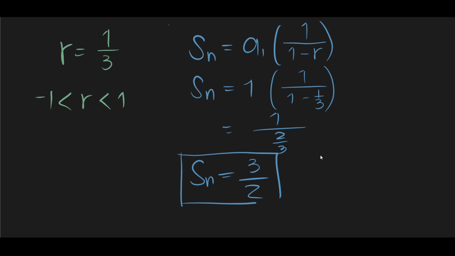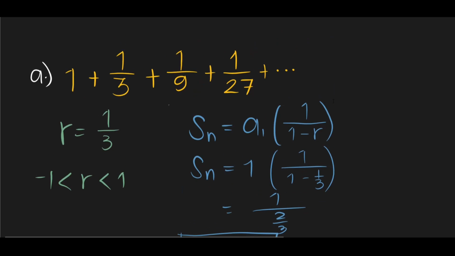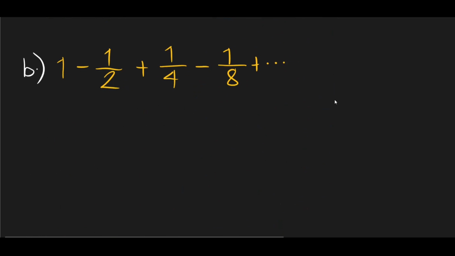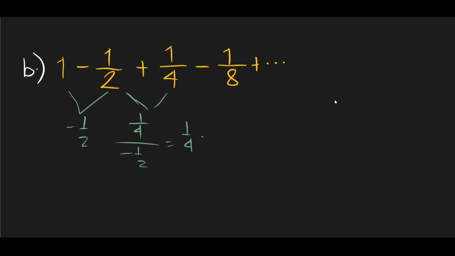So there you have it. This is the sum of this geometric series. Let's do the second example. Like what we did in the previous example, let's find our R first. The R, -1/2 divided by 1, that would be -1/2. How about here? 1/4 divided by -1/2. This will be 1/4 multiplied by 2/1, -2/1, or -1/2. So our R is -1/2.